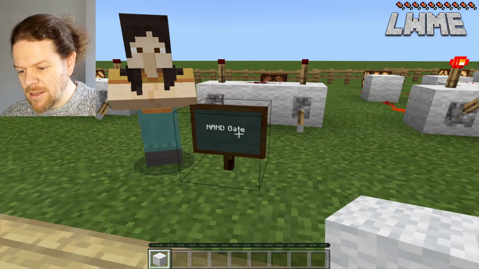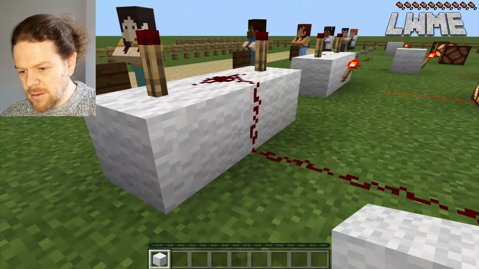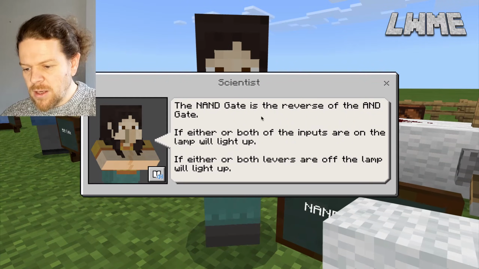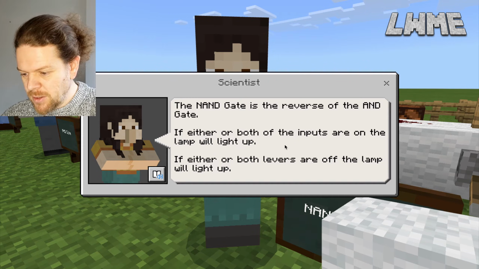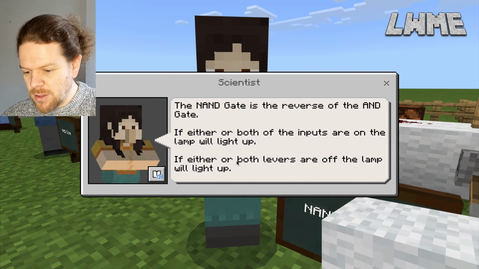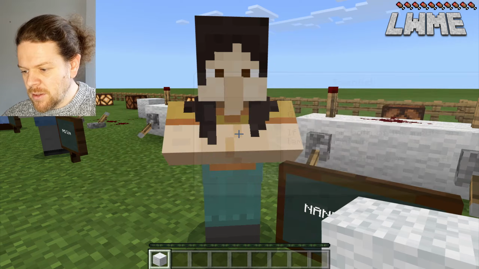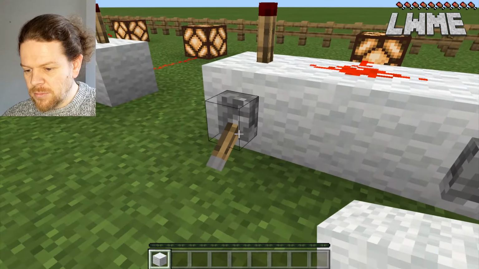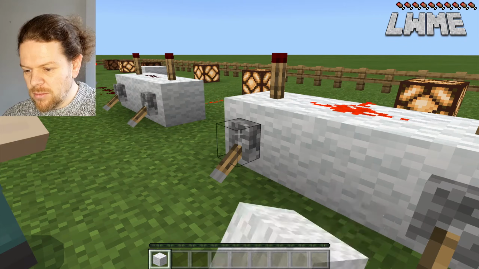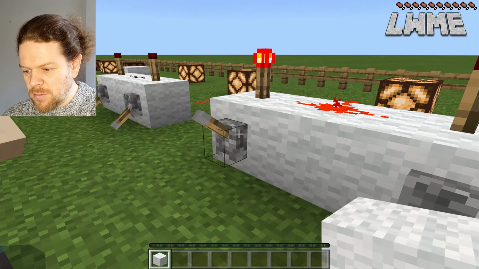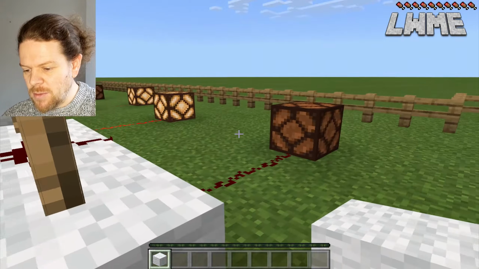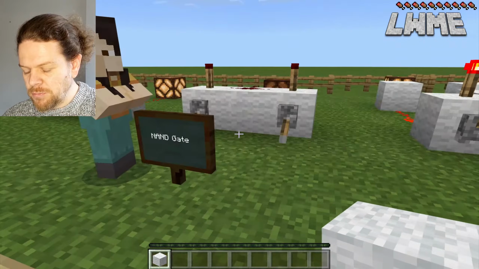Next here we have a NAND gate, which is an well, let's read the description. The NAND gate is the reverse of the AND gate. If either or both of the inputs are off, the lamp will light up. So if either of them are on, the lamp will light up. If either or both of the levers are off, the lamp will light up. So I guess if the levers are the same. So if either of them are on, it will light up. And if they're both on, it will light up. So both of the levers have to be off for the lamp to work.